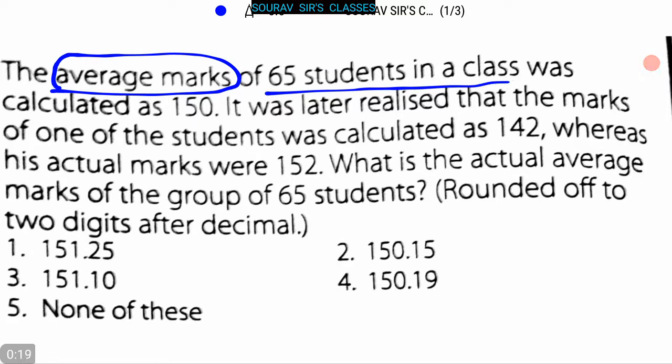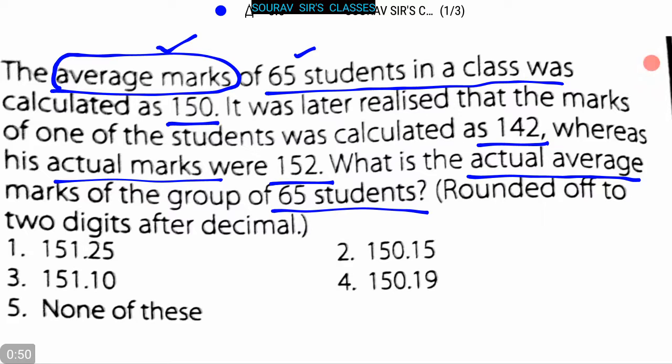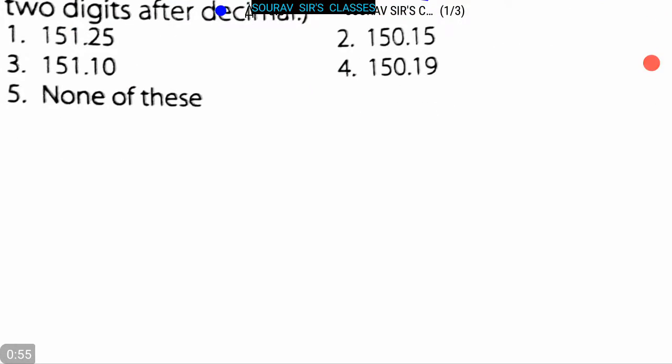of 65 students in a class was calculated as 150. So the average marks of 65 students was 150. It was later realized that the mark of one student was calculated as 142, whereas his actual mark was 152. Now we have to find out what is the actual average marks of the group of 65 students, rounded off to 2 digits after decimal. So now let's solve this.